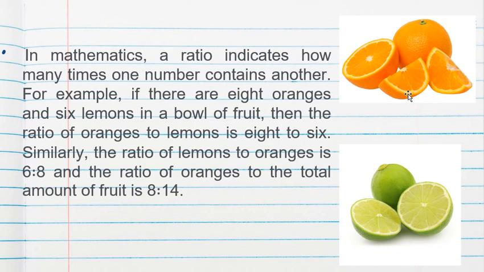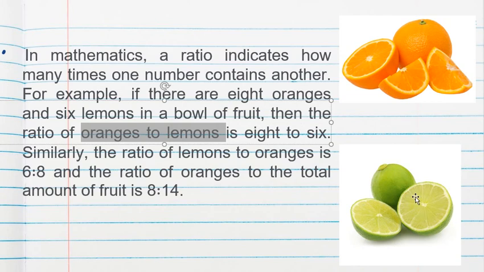In mathematics, a ratio indicates how many times one number contains another. For example, if there are 8 oranges and 6 lemons in a bowl of fruit, the ratio of oranges to lemons is 8 to 6. Why? Because I'm asking for oranges first. So that's the first number you give me, okay? Then again, I'm saying from oranges to lemons, okay?